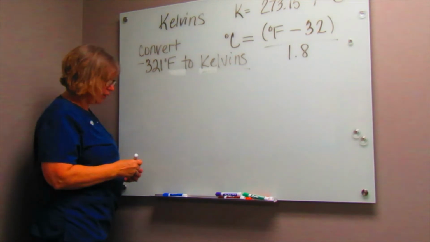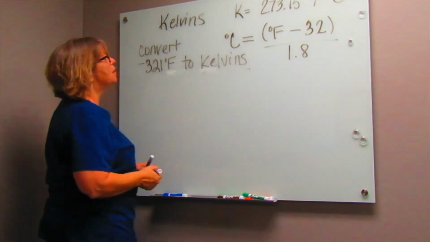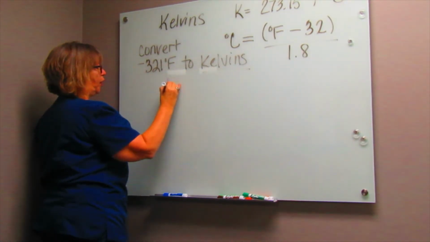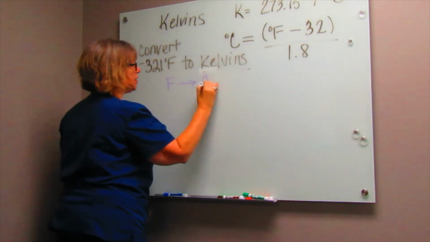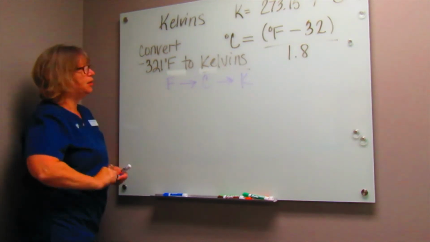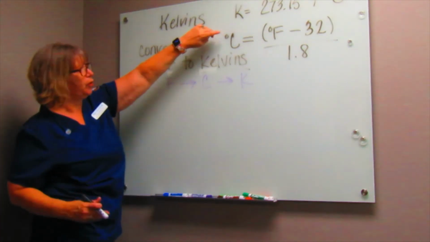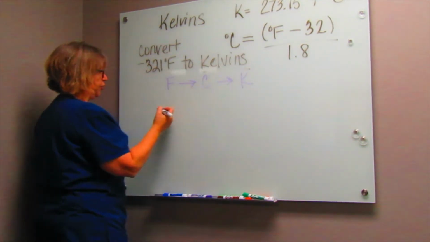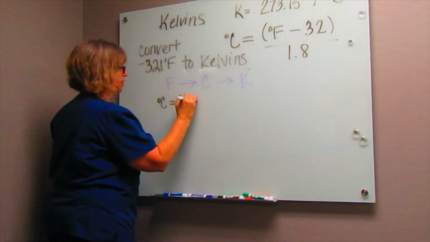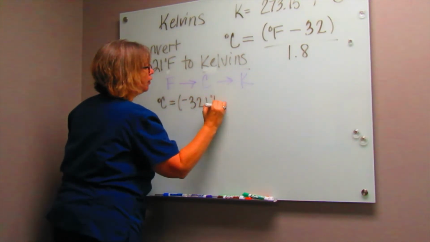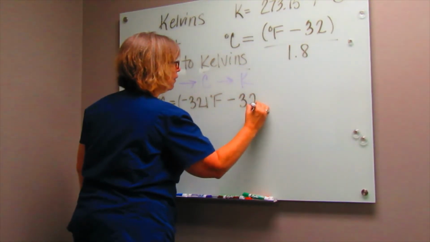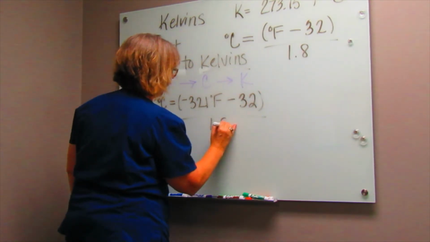So what we want to do here is our solution map. We can't go directly from Fahrenheit to kelvins, so we have to go from Fahrenheit to Celsius and then to kelvins, okay? Knowing that, we're going to use our formula for Celsius. We're going to find our degrees Celsius first. We have negative 321 degrees Fahrenheit. We're going to subtract 32, and we're going to divide by 1.8.